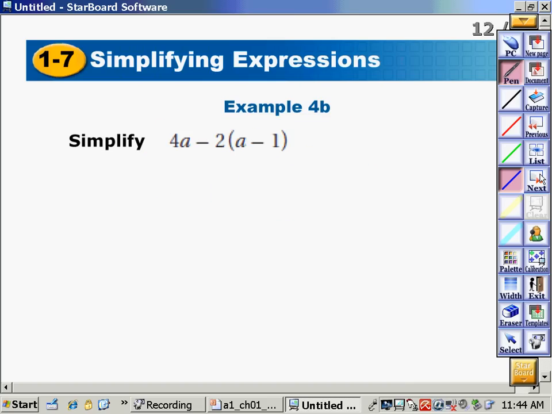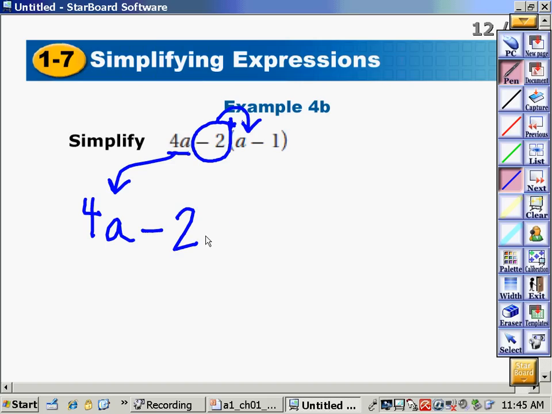Most difficult example for today, we're going to distribute again. And the 4a, however, is not in the parentheses or directly in front of the parentheses. So what do you think we're going to do with the 4a? Yep, you're right. Drop it. Okay, the 2 is not just a 2, it's a negative 2. So we are actually distributing a negative 2 to the a, which gives us a minus 2a. And then we're going to distribute the negative 2 to the negative 1. And this is the one I was talking about where we have a negative in front. You just can't drop that sign. You actually have to multiply negative 2 times negative 1, which is a positive 2.